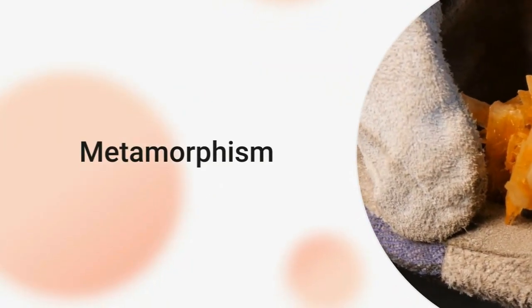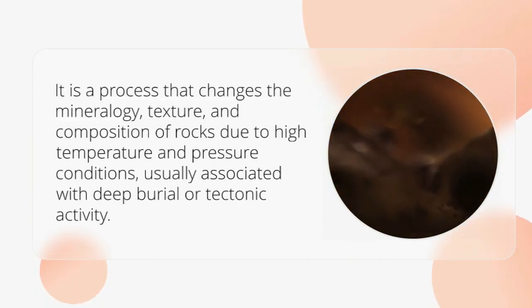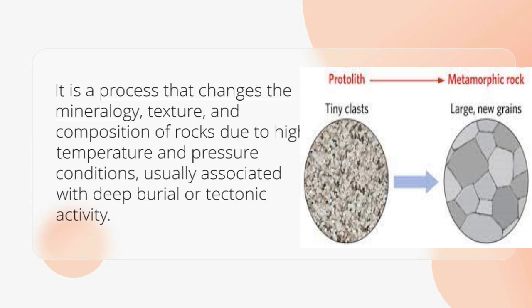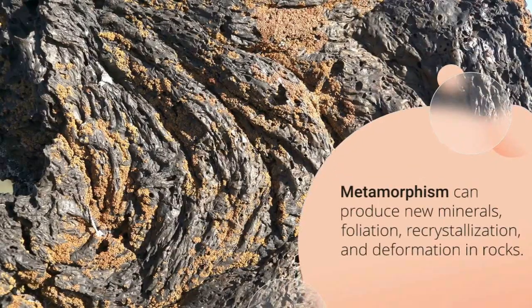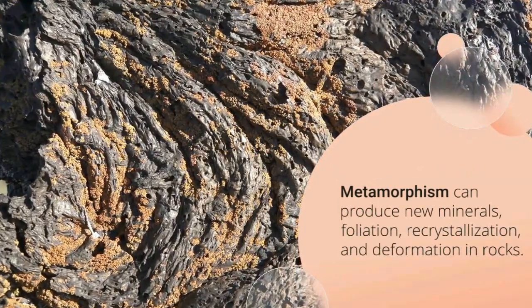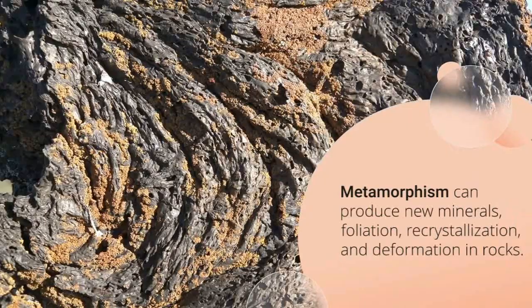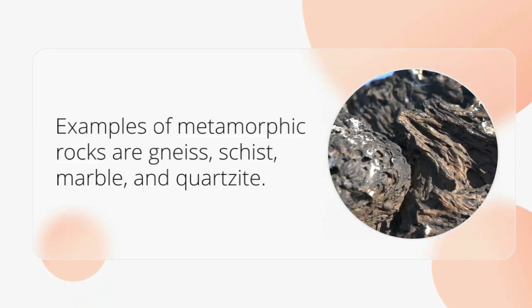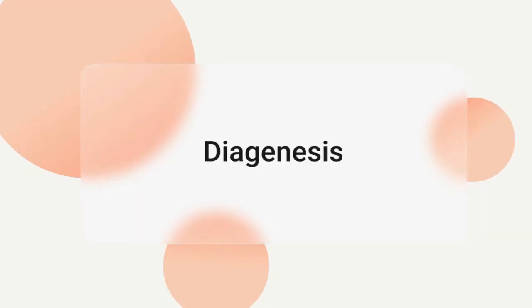Metamorphism versus diagenesis. Metamorphism is a process that changes the mineralogy, texture, and composition of rocks due to high temperature and pressure conditions, usually associated with deep burial or tectonic activity. Metamorphism can produce new minerals, foliation, recrystallization, and deformation in rocks. Examples of metamorphic rocks are gneiss, schist, marble, and quartzite.